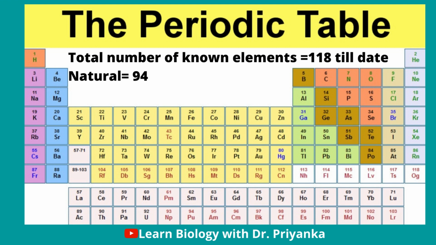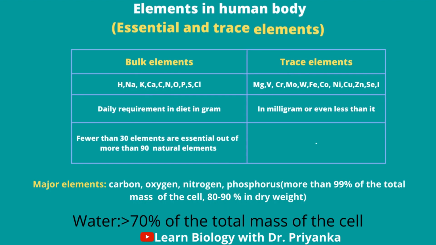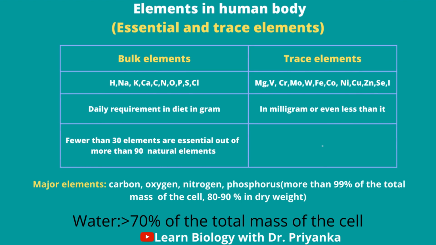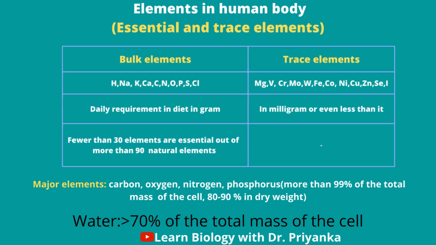Now come to essential and trace elements present in our human body. Some elements are very important for our bodies, and we should take these elements daily in our diet. These are few in number, but very important for our body. These elements are called essential elements, and those elements required in very small amounts are called trace elements. Hydrogen, sodium, potassium, calcium, carbon, nitrogen, oxygen, phosphorus, sulfur, chlorine are considered essential elements, while magnesium, vanadium, chromium, molybdenum, nickel, copper, zinc, selenium, iodine are considered trace elements.